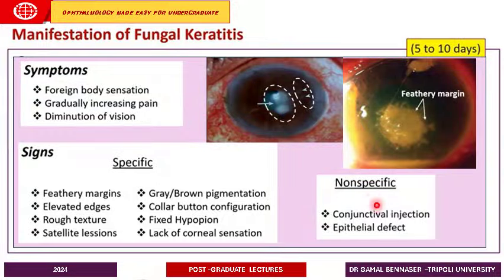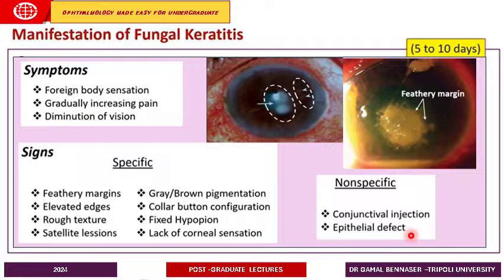Now, other non-specific signs, for example, conjunctival injection. You will find an epithelial defect, namely pseudodendrites. And as I explained before, with true dendrites you will find a branching ulcerative defect in the epithelium with terminal expansion.